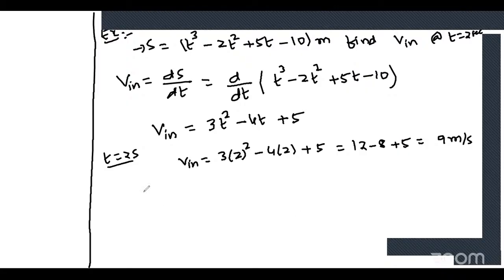Similarly, I can find it at 4 seconds or 8 seconds. At any time from 0 to 20 seconds, I can find it. That means the total time is 20 seconds. Like this, we'll find the instantaneous velocity.